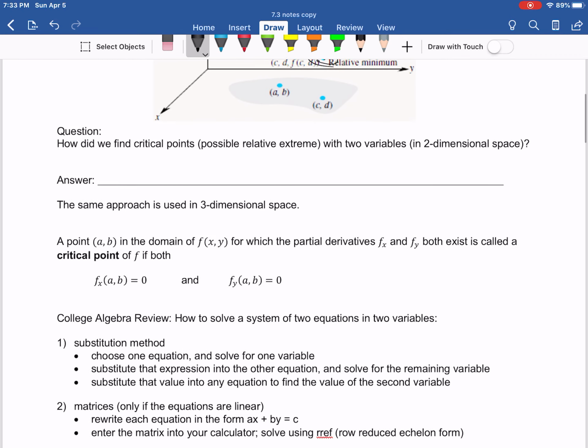So we need to remember how we went about finding critical points with just x and y, in two-dimensional space. What was our process that we used to figure out critical points weeks ago during this semester? If I gave you a function f of x, a graph in two-dimensional space, and asked you to find critical points, you would have said, well, let's take the derivative, set it equal to 0, and solve for x. So that's how we did this in two-dimensional space.